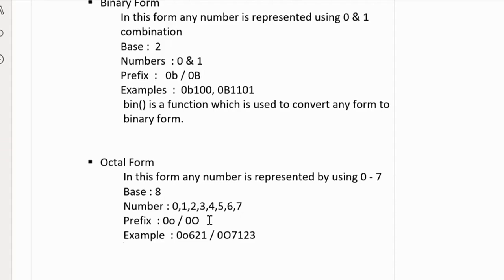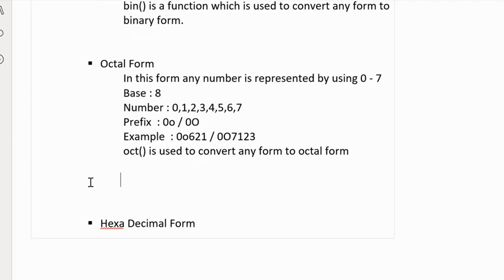These are octal. And if I want to convert anything into octal form, we will use the oct function. There is an oct function, which is used to convert any form to octal form. Any form to octal form, we are going to use the oct function.